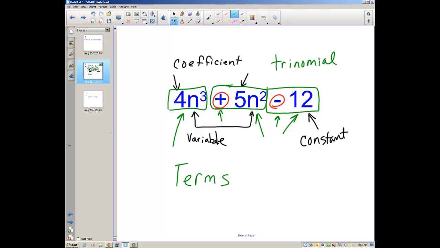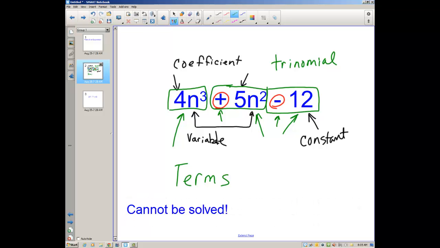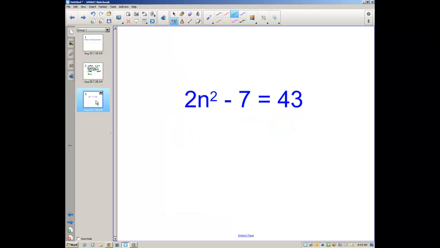One critical thing about expressions is they can be evaluated. That means that you can substitute numbers in place of the variables and output a value. They cannot, however, be solved. Only an equation that has an equal sign, such as this one, can actually be solved. And this is a multi-step equation, and we'll show you how to solve this in another video.